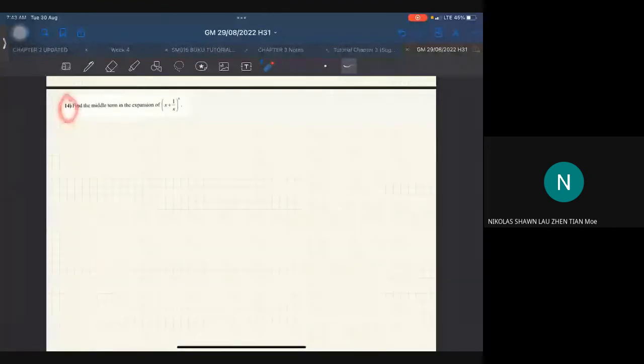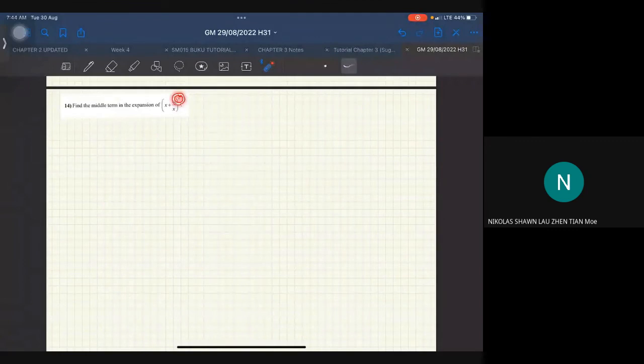Number 14, dia minta kita find the middle term. Okay, so we know that the power is 8. When we have 8 as our power, our term is going to be 9. So apa term yang dekat tengah-tengah tu? Itu adalah term yang awak nak kena cari. So that's the clue for this question.